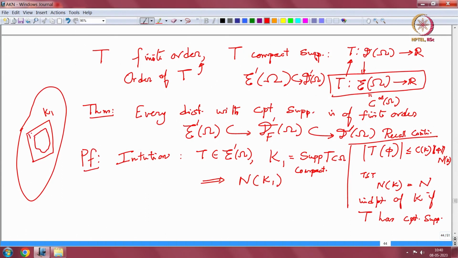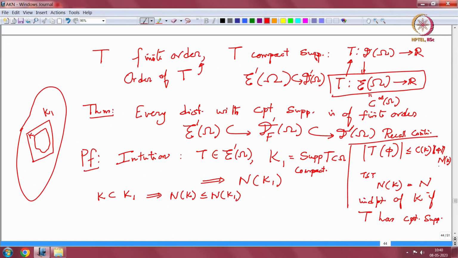K is here. Suppose K is contained in K1. Then immediately this implies that the bigger the compact set, your number will only increase, because if nK1 is true.